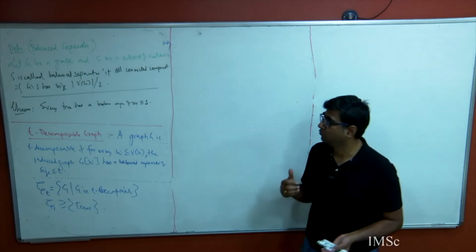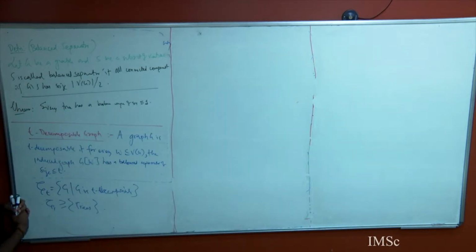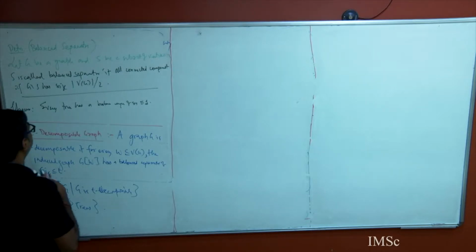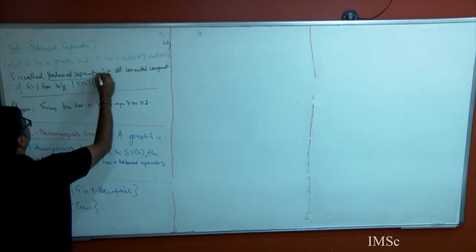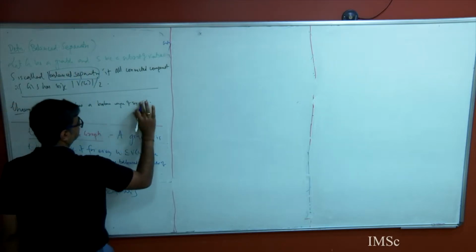So we started to get towards tree width, and we defined two important notions yesterday. One is that let G be a graph and S be a subset of vertices, then S is called a balanced separator if all connected components of G minus S have size at most half of the original vertices. And we also saw that every tree has a balanced separator of size 1.